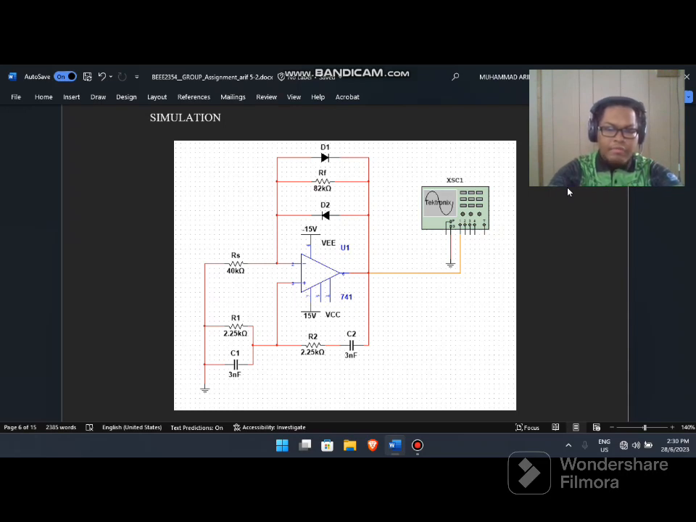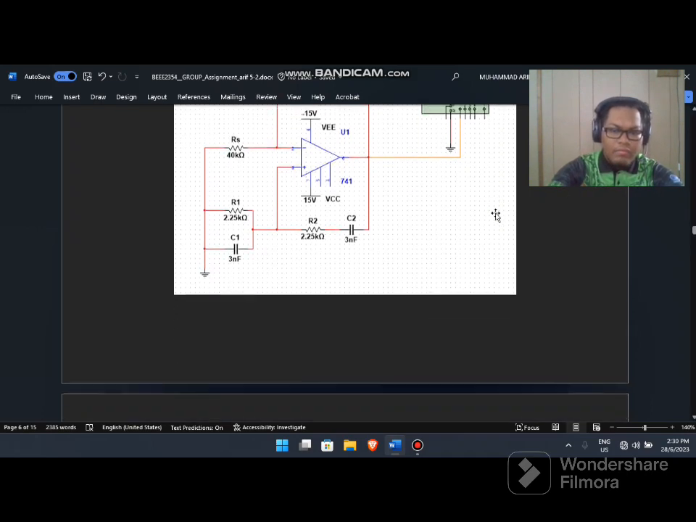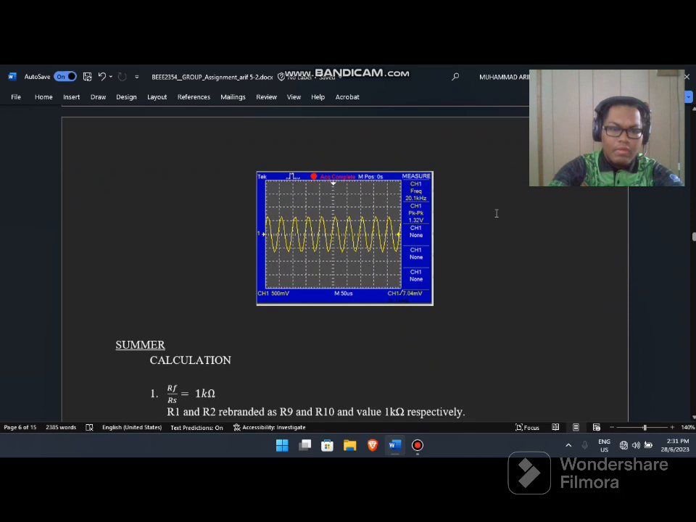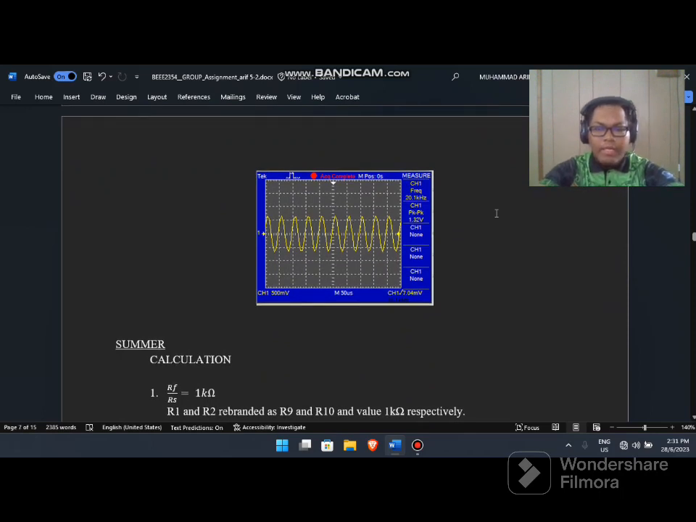We get the result using the oscillator. The graph that we get is the sinusoidal wave. The amplitude is 50 to 100 millivolt and the time is 50 microsecond. The frequency is 21 kHz and the peak to peak is 1.32 volt. Okay, that's all for me.